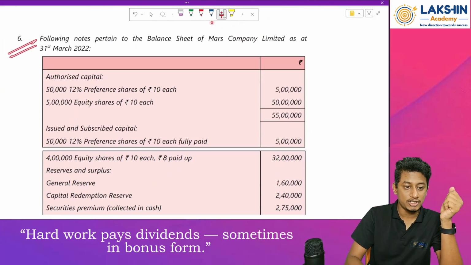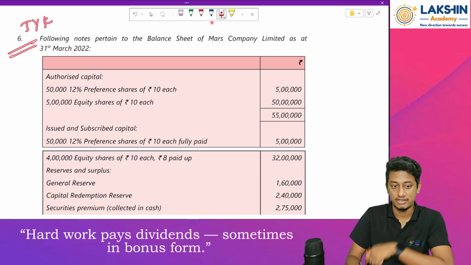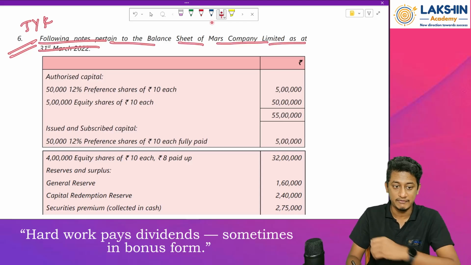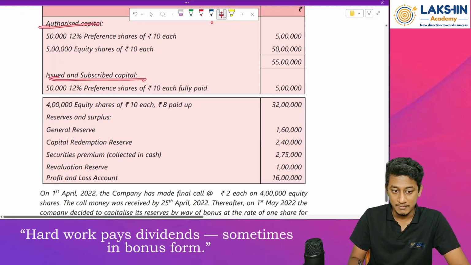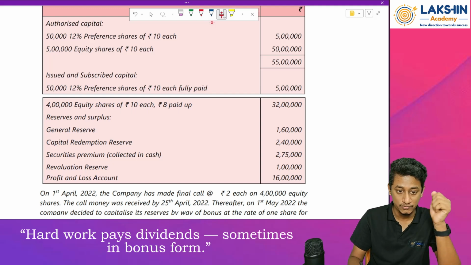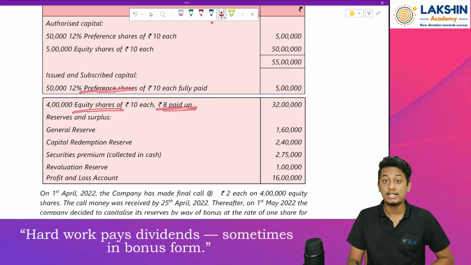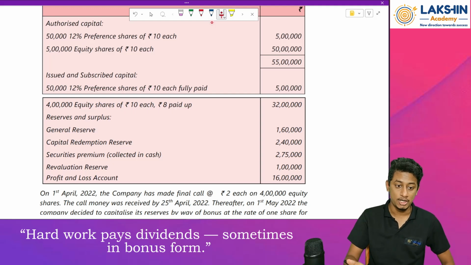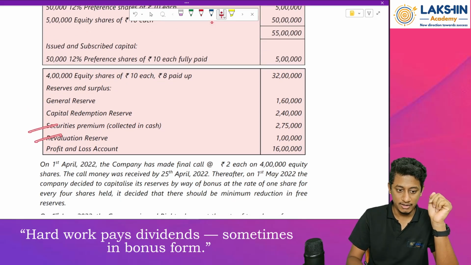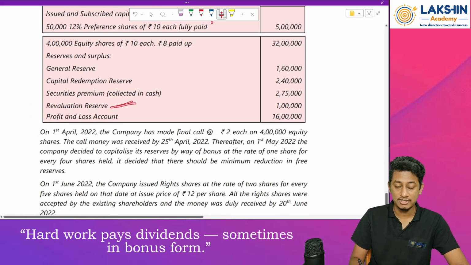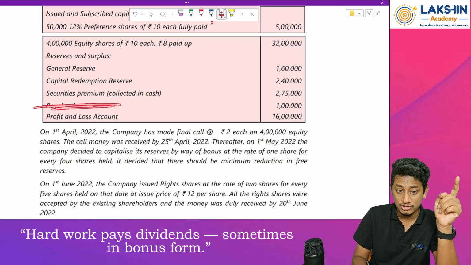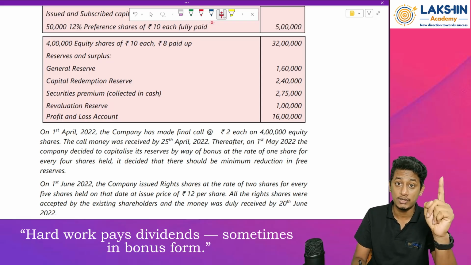The next question is from your test your knowledge or practical questions. From the following notes pertaining to the balance sheet of Mars Company Limited as at 31st March 2022, authorized capital is given, issued or subscribed capital is given. Here the preference shares are fully paid up, but equity shares are only rupees 8 paid up, so 2 rupees is yet to be received from these equity shareholders. Then we have general reserves, capital redemption reserve, securities premium, revaluation reserve, and P&L account. Can I use revaluation reserve to issue bonus shares? No. So do not use revaluation reserve towards bonus issue.